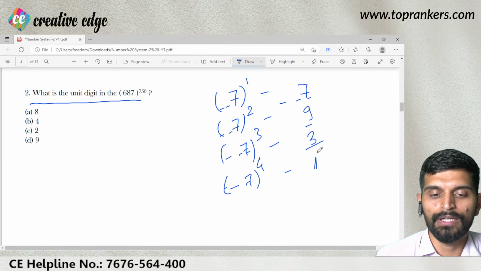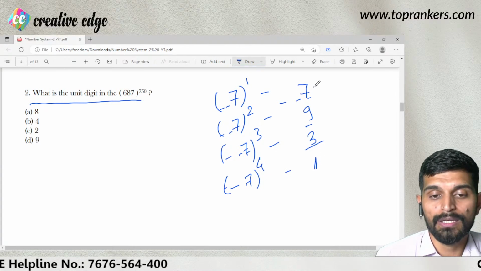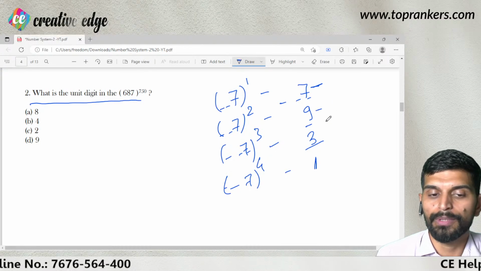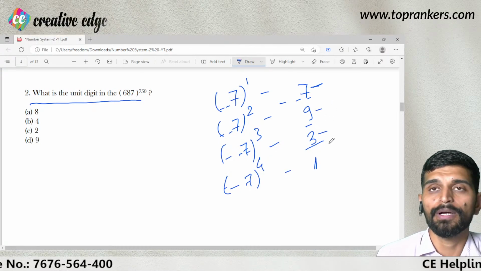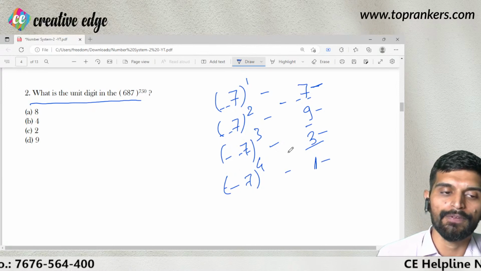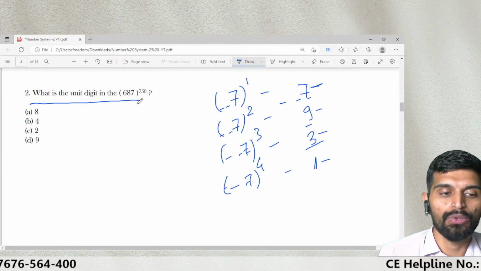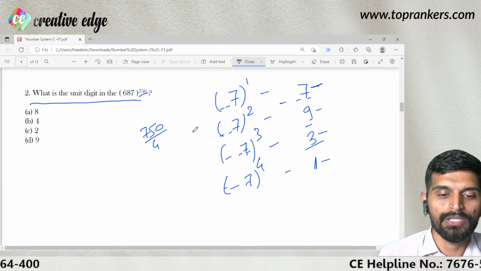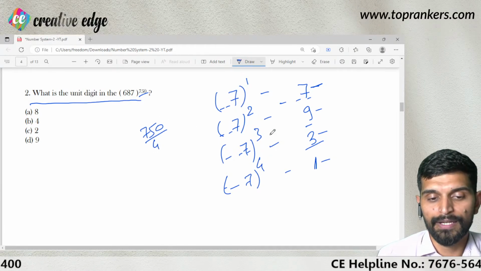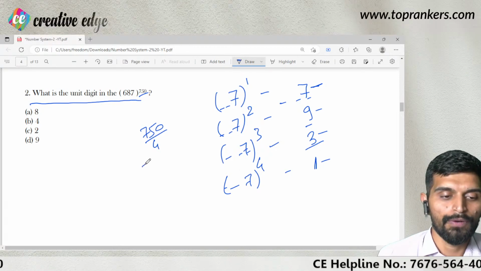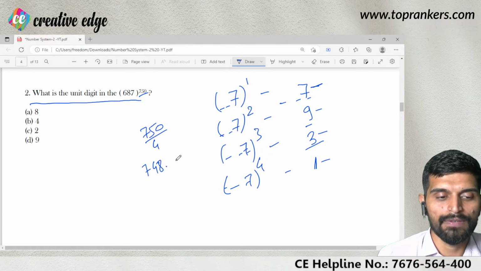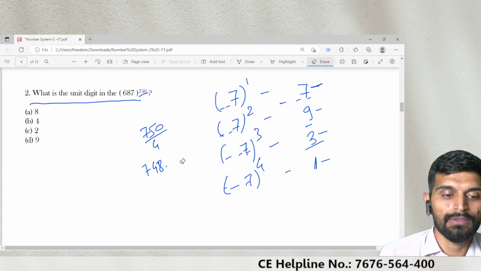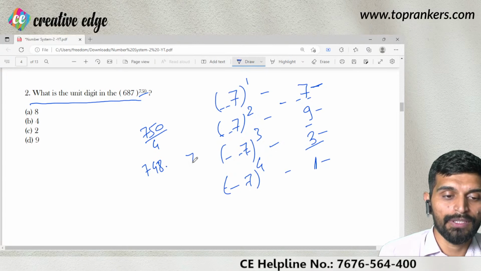and with 7 to the power 4 you'll have 1 at the unit place. After this, it will again start from here. That is, 7 to the power 5 will have 7, 7 to the power 6 will have 9, 7 to the power 7 will have 3, and 7 to the power 8 will have 1. So what do we do? We divide this 750 by 4 and check how much of it is completely divisible by 4. What we find is that 748 is divisible, and we are left with two powers, that is 7 to the power 2.